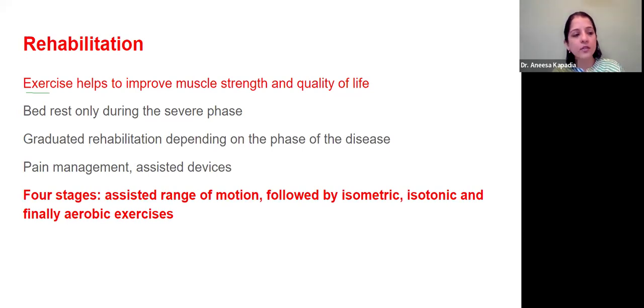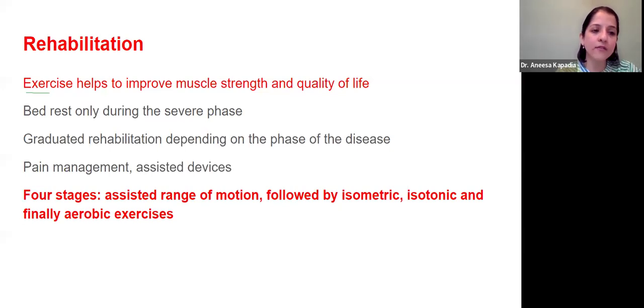So rehabilitation used to be a controversial topic, but nowadays we are much more clear about its uses. Bed rest is only during the very severe phase of myositis. Once a patient has recovered and the inflammation or the disease activity has reduced, they must start a rehabilitation program to improve the muscle strength. This will go a long way to counter not only the myositis part, but for example, due to corticosteroids, patients put on a lot of weight. And this will help them to lose that weight to help with the metabolic side effects of our corticosteroids.